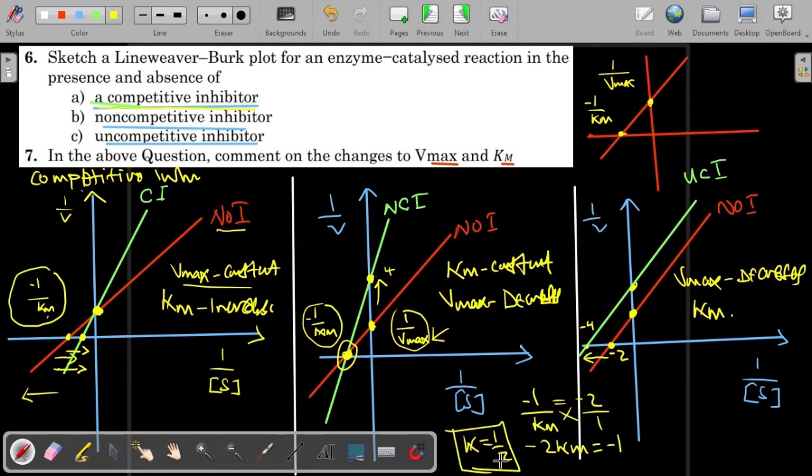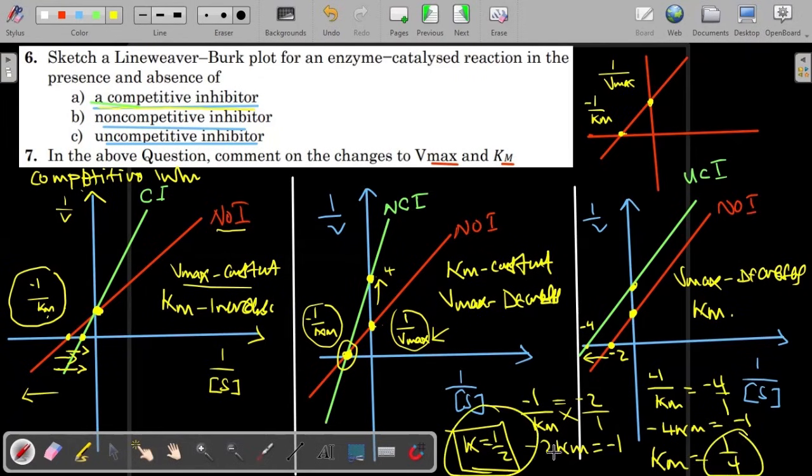Okay. And then now it has gone to -4. So it means I have -1 over Km, and this is equal to -4. So cross multiply, I'm going to have -4 Km equals -1. Divide both sides by -4. I'm going to say my Km is just a positive 1 over what? 4.